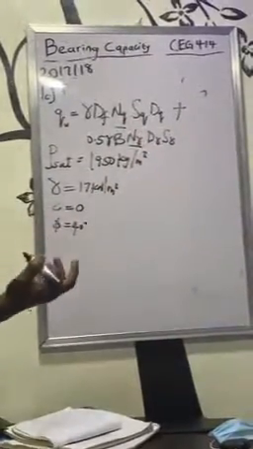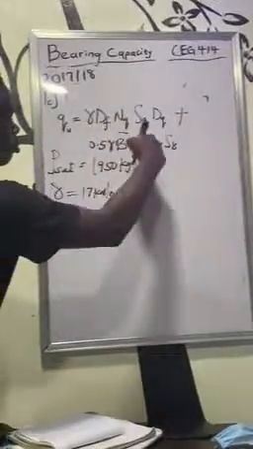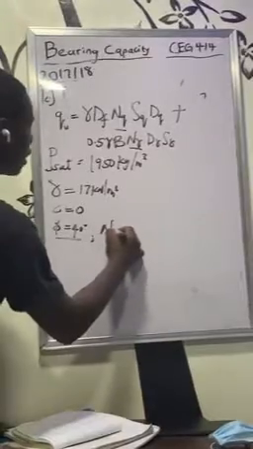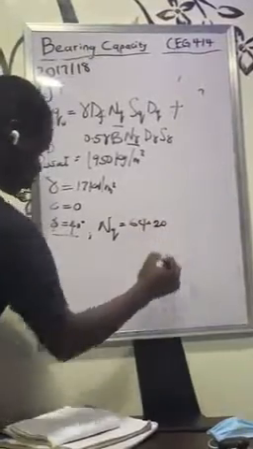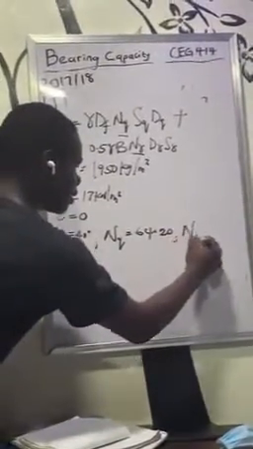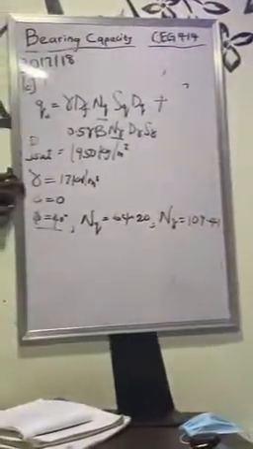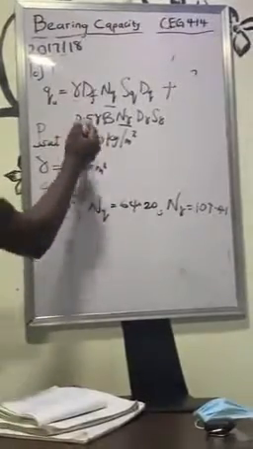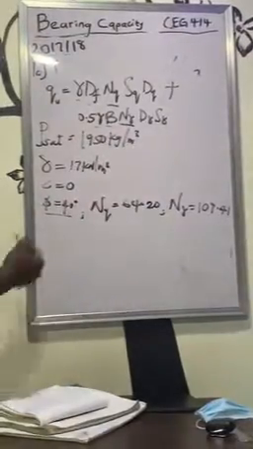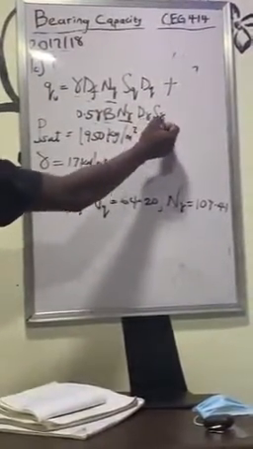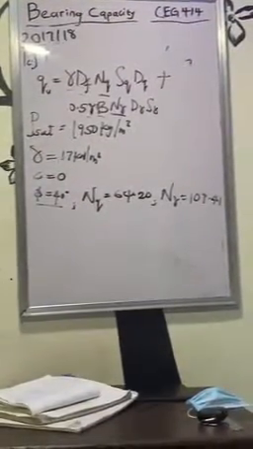Now, as David has said in the previous videos, if you have phi, you can look at the tables to get NQ and N gamma. From the tables, NQ equals 64.20 and N gamma equals 109.41. So with that sorted, for this question I have this and this. So what's left for me is my SQ, DQ, D gamma, S gamma. So roll with me, guys, as we get our solutions.